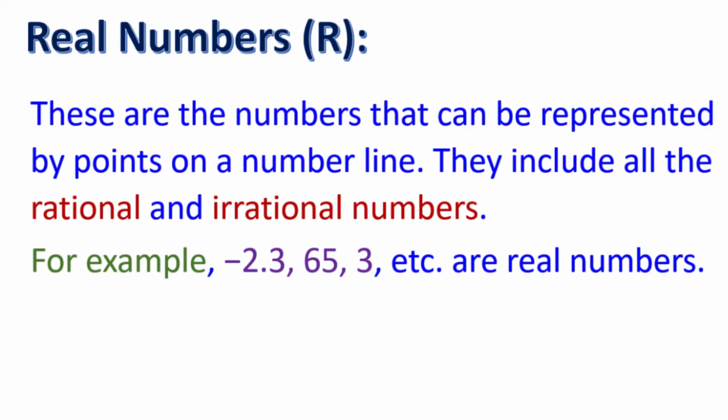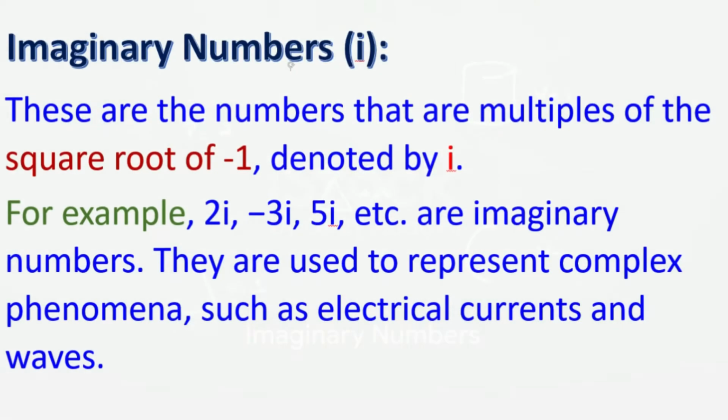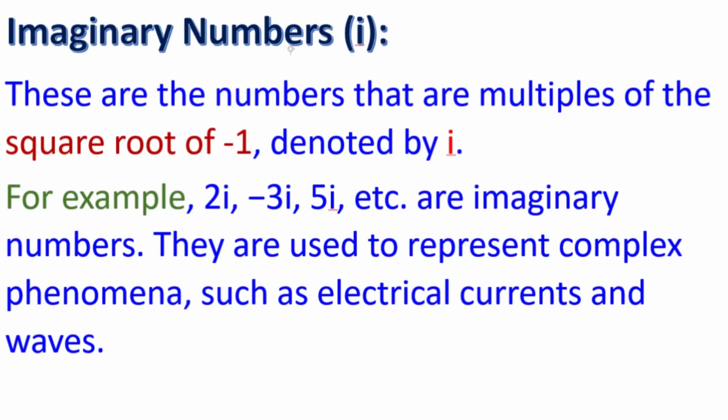The penultimate category is of imaginary numbers, denoted as I. These numbers are multiples of the square root of -1, denoted by i. Numbers like 2i, -3i, 5i, and so on are examples of imaginary numbers. They find their use in representing complex phenomena like electrical currents and waves.